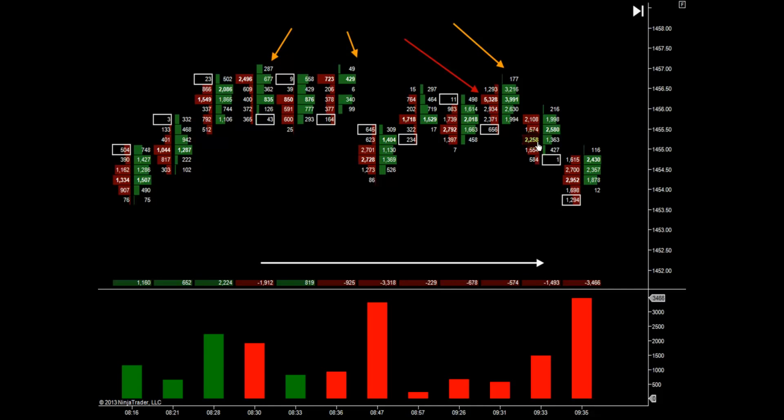So in this case, I would actually say seeing the sellers step in here isn't a good trade. It is extra confirmation, but you're still getting in the middle of a trading range. And there's nothing to say you're guaranteed the range will break.